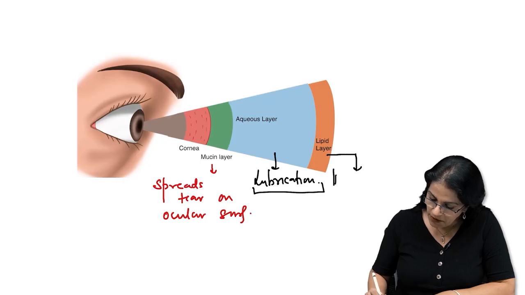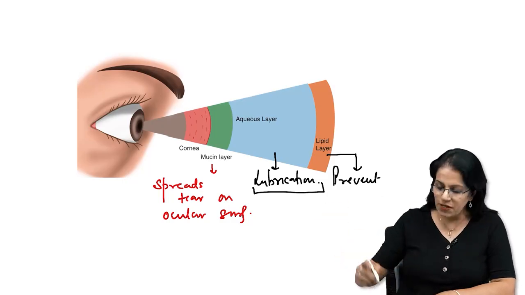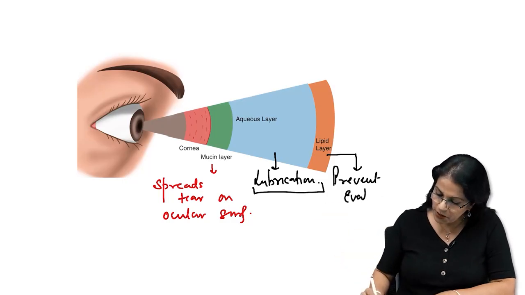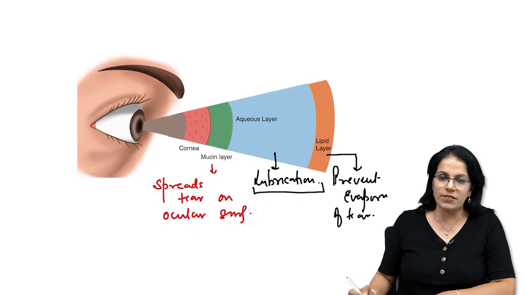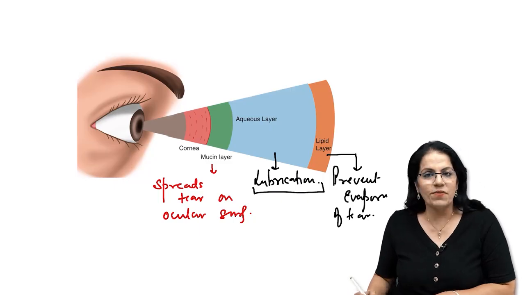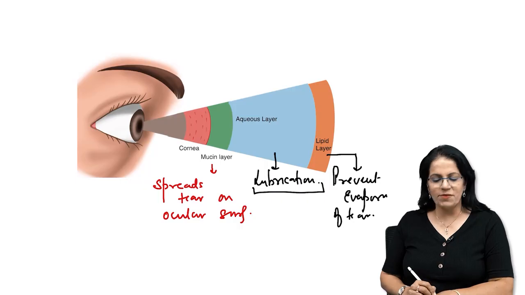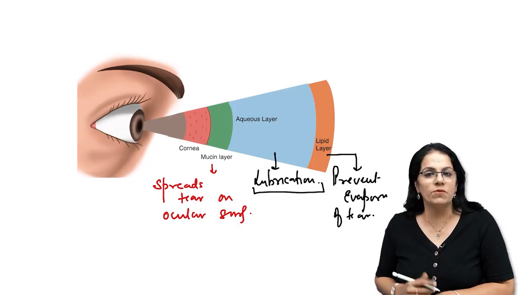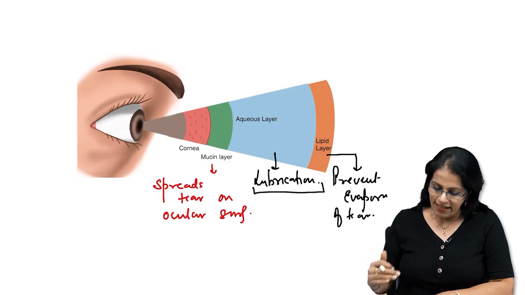Lipid layer, what is the role of the lipid layer, all of you? Lipid layer prevents evaporation of the tear because there is a layer of lipid over it. It prevents evaporation of tear. Okay? So, aqueous causes lubrication. This is preventing evaporation and this is spreading the tear on the ocular surface. So, mucin, aqueous, lipid. Right.